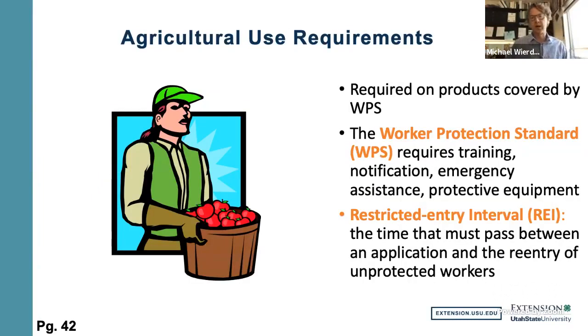There is a section on all labels for agricultural products that require compliance with the Worker Protection Standard. The Worker Protection Standard, or WPS, is a federal law that has specific requirements for training, notification, emergency assistance, and personal protective equipment for agricultural employees. Pesticide products that are labeled for agricultural application are required to have an agricultural use requirement statement on the label directing users to comply with the Worker Protection Standard.